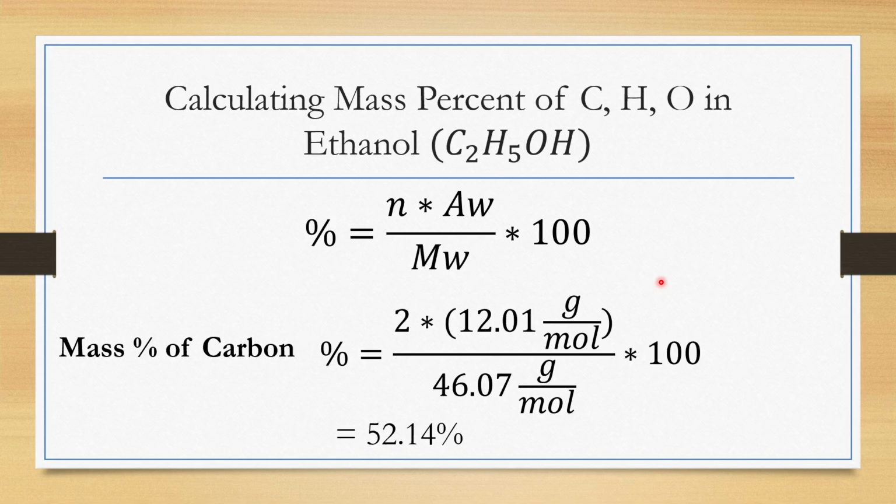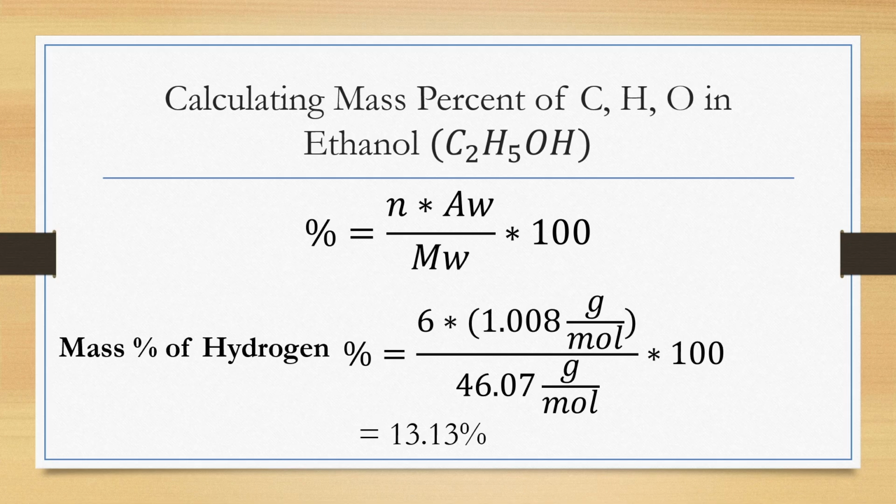Using that information, first we will find the mass percent of carbon, which is equal to 2 because there are 2 carbon atoms multiplied by 12.01 grams per mole, which we got from the periodic table as we saw on the previous slide, divided by the molecular weight of ethanol, which is 46.07 grams per mole, and we calculated this on the previous slide as well. If we multiply that by 100, we get 52.14% for the mass percent of carbon.